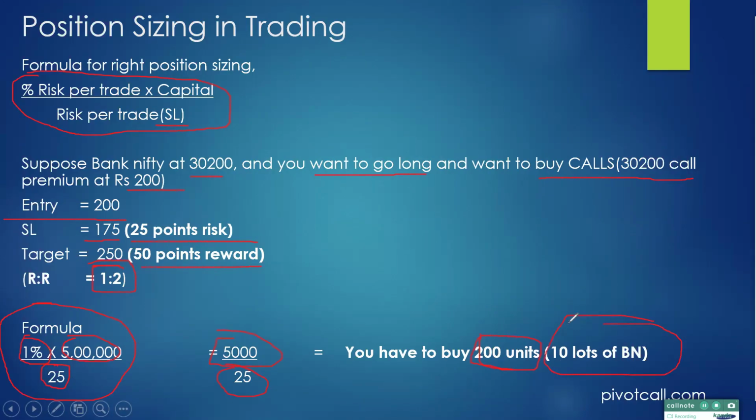That is how we come to the conclusion, based on your stop loss, how many lots you will buy. Because even if your stop loss hits, your loss will be only 5,000 rupees. So you are still within your risk, you can stay in this trading game and you can survive. That is how you have to do the position sizing. This is for Bank Nifty. The same applies for stocks. If the price of the share is 200 and your stop loss is 25, then you have to buy 200 shares.